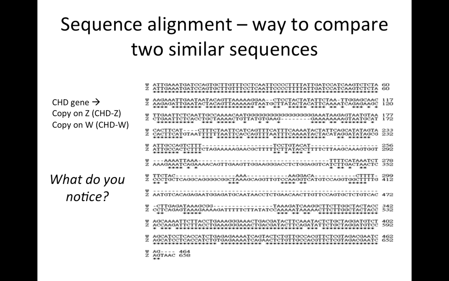And so here's the region that we're going to use to do this. Okay, so let's back up and show what we're looking at here. A sequence alignment is, in general, a way to compare two similar sequences.